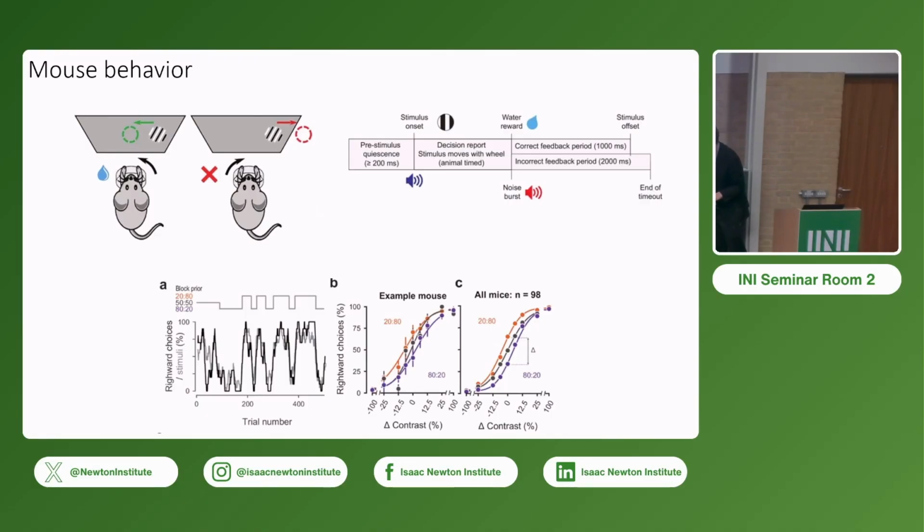And we see that at 0 contrast, we've got this separation, right? So when we're in a block that the stimulus is normally on the right, when there's no visible stimulus, the mouse will normally choose right. And the other way around, when the stimulus is normally on the left, the mouse will choose left. So it's not just responding to the sensory stimulus that it sees, it's taking into account some prior knowledge about where the stimulus is likely to be.